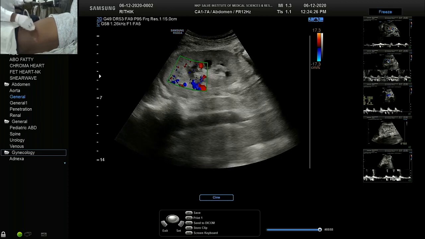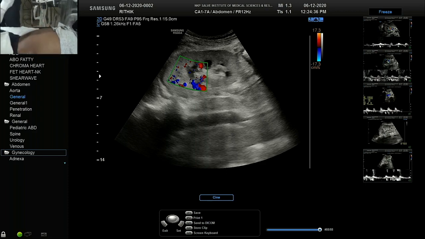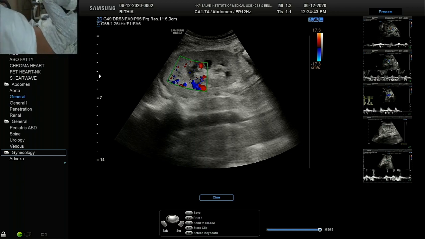So as I said, the freehand technique, wherever you can get a good flow with a normal range of angles, is a good thing to do and you can take it out. So this was the last demonstration from our side.